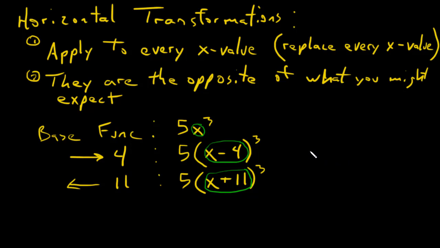So, this is very strange. The vertical transformations make perfect sense. Okay? Vertical transformations apply to the whole function, the entire function. We just put it in parentheses. And then if we want to go up, we add. If we want to go down, we subtract. Horizontal transformations don't apply to the whole function. They apply to every x value. And how do we apply them? We replace every x value with the transformation.